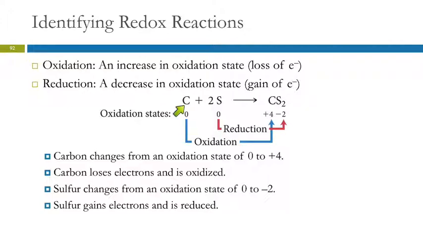So here, elemental carbon, that has an oxidation state of 0. Here is sulfur, the element, that has an oxidation state. Did I say 2? Yeah. What the heck? That's a 0. Carbon has an oxidation state of 0.